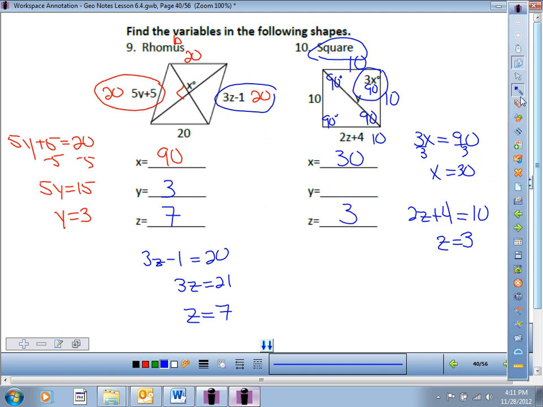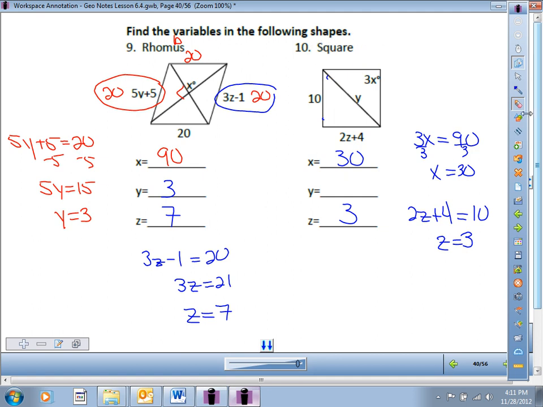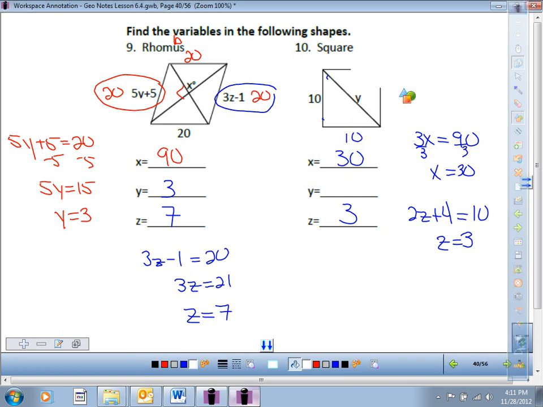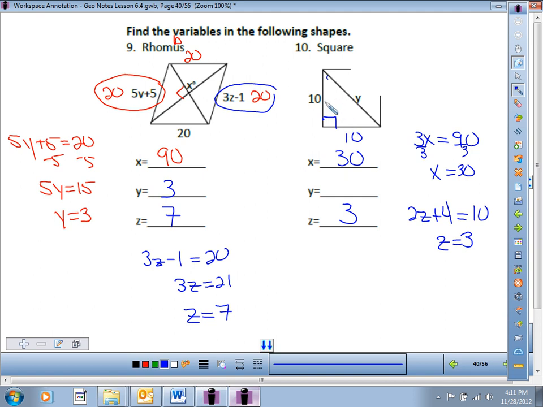Now, for y, we go back up here. I know that this side is 10, so I'm going to cover up that 2z plus 4 and put a 10 right here. Now I'm just going to look at this part right here. We know that this is 10, this is 10, this is a right angle, and that is my hypotenuse.